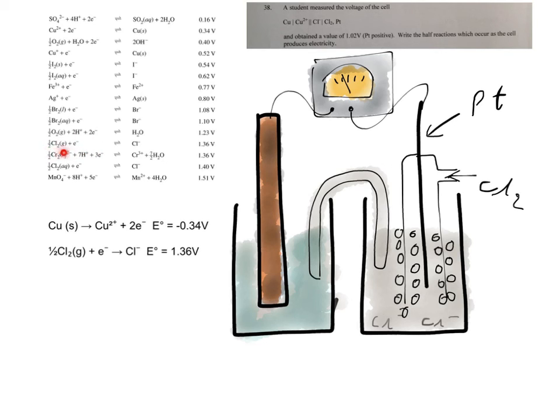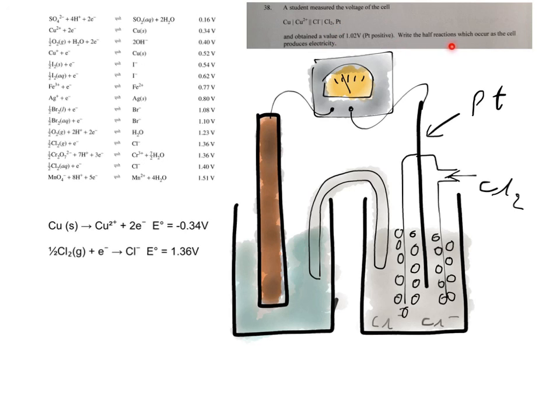Okay, so this is half chlorine gas plus an electron going to give a chloride ion. Now that mirrors this particular half cell in the galvanic cell. This one is written as is with the 1.36 volts. Now if we add those together, we get our 1.02 volts.